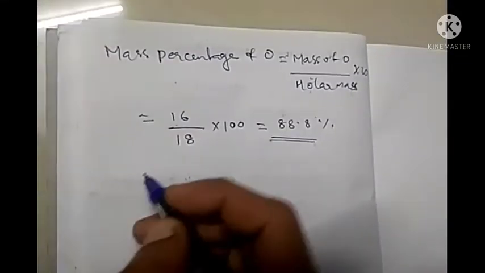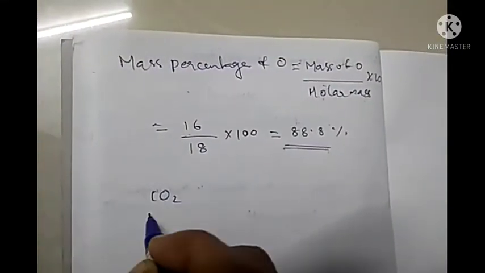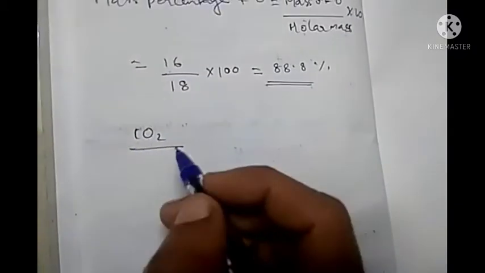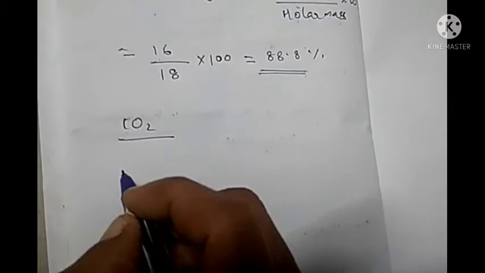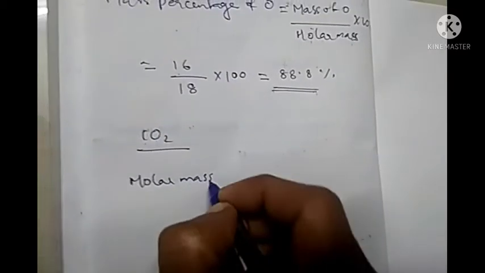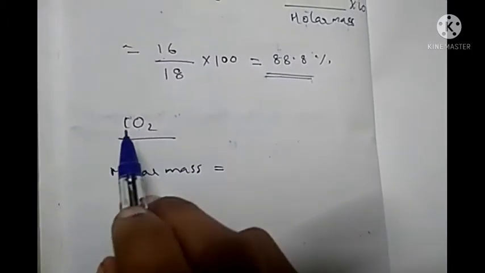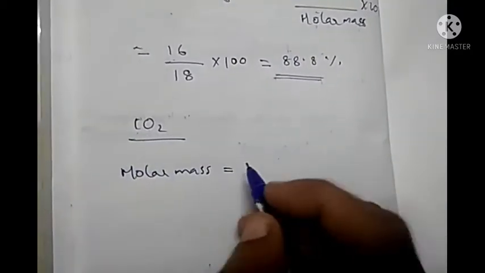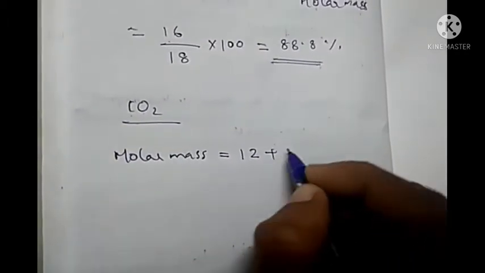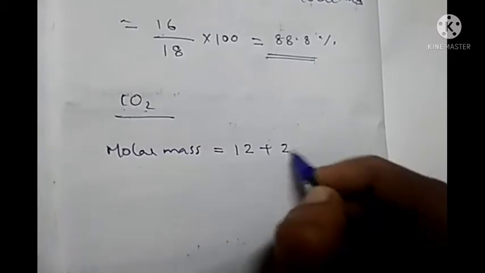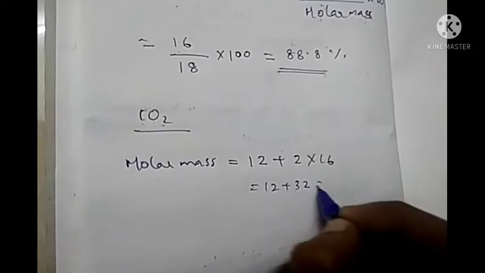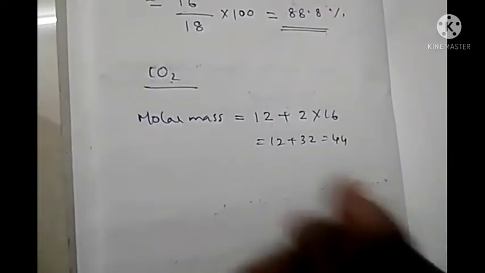Now the second example we have to study is carbon dioxide. Which are the elements? Carbon and oxygen. First we have to calculate the molar mass. The molar mass of carbon dioxide is equal to its molecular mass, and we can calculate that by adding the atomic masses of these elements. Here there is only one carbon atom, so 12, plus 2 oxygen atoms, so 2 into 16, that is 12 plus 32, equal to 44. That is the molar mass of carbon dioxide.